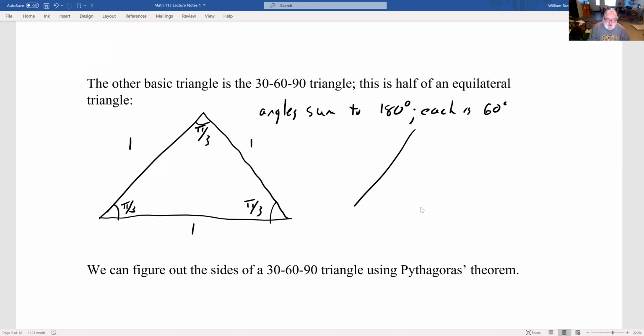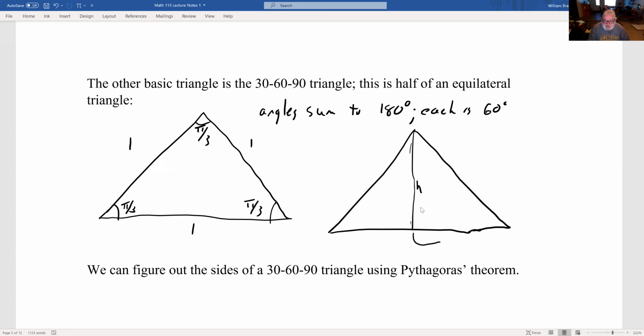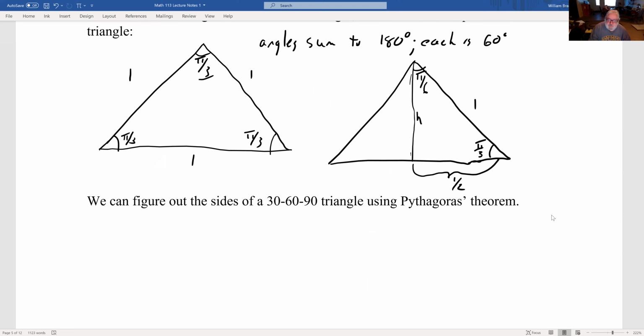What I actually want to do with the equilateral triangle, so I'll draw another one here, is draw the altitude of it, and we'll say that's got a height h. So this is going to split the triangle into 2 halves. That means this side is 1/2. This side is still 1. This angle is still pi over 3, which is 60 degrees. This angle now has been cut in half from the pi over 3 that it started with, so this is pi over 6. And then this is a right angle down here.